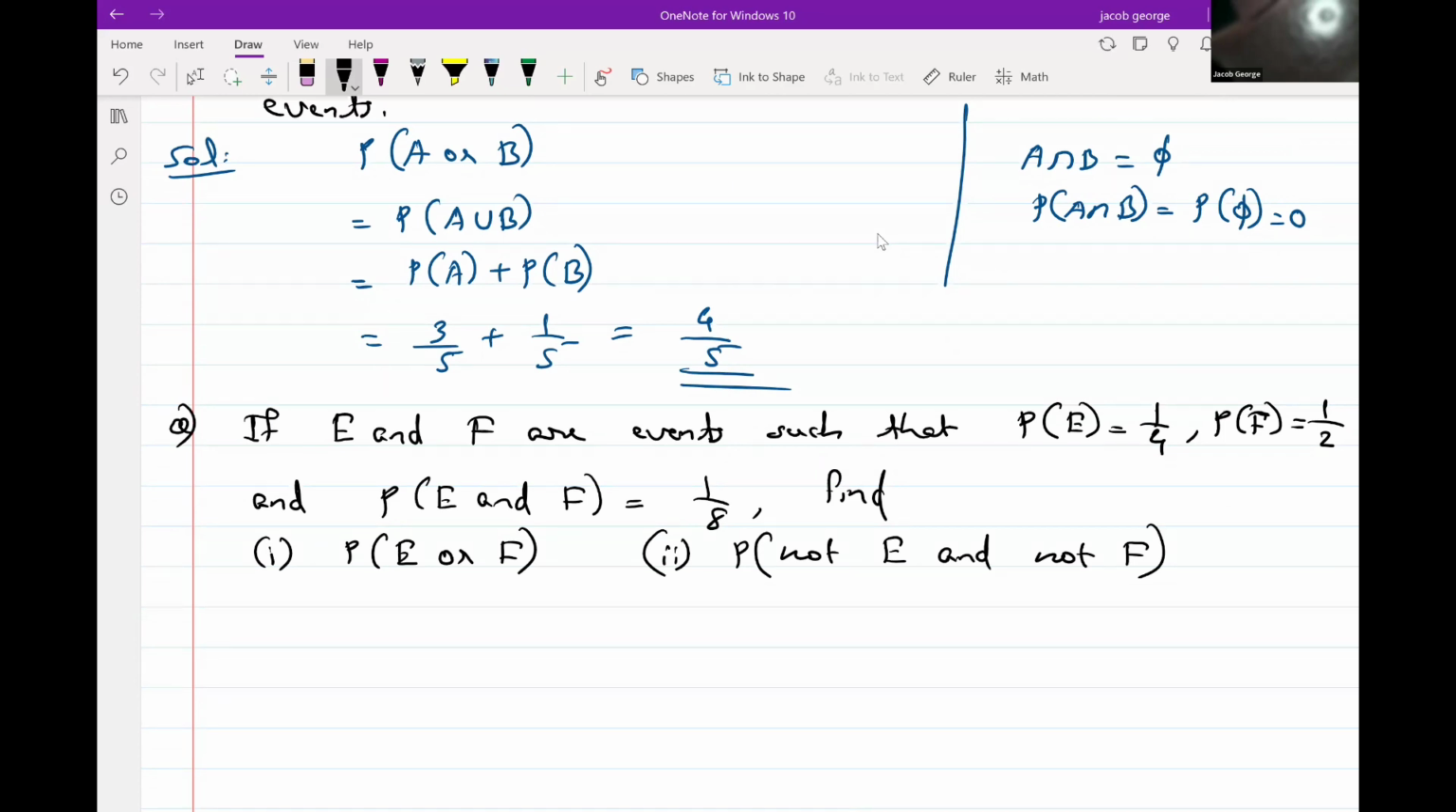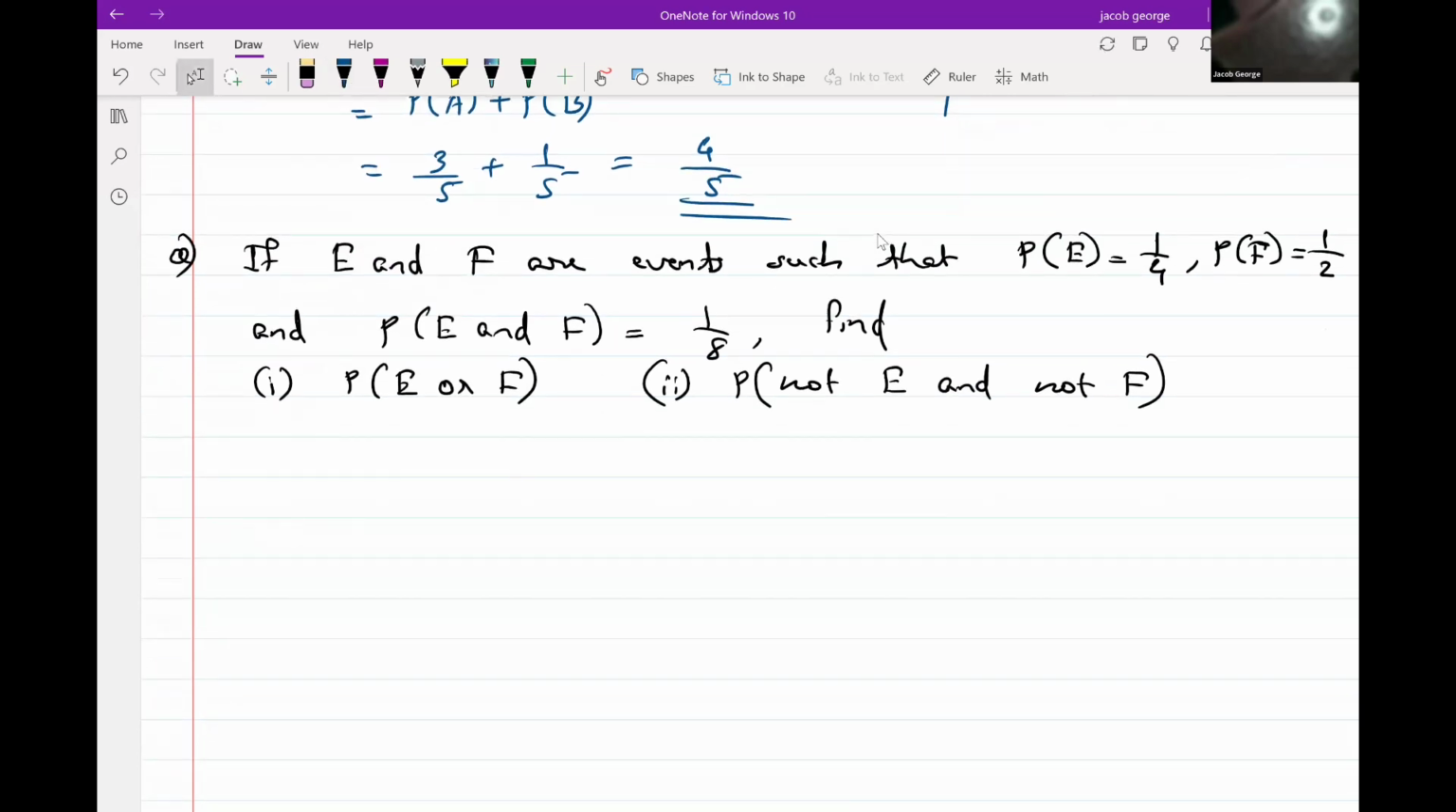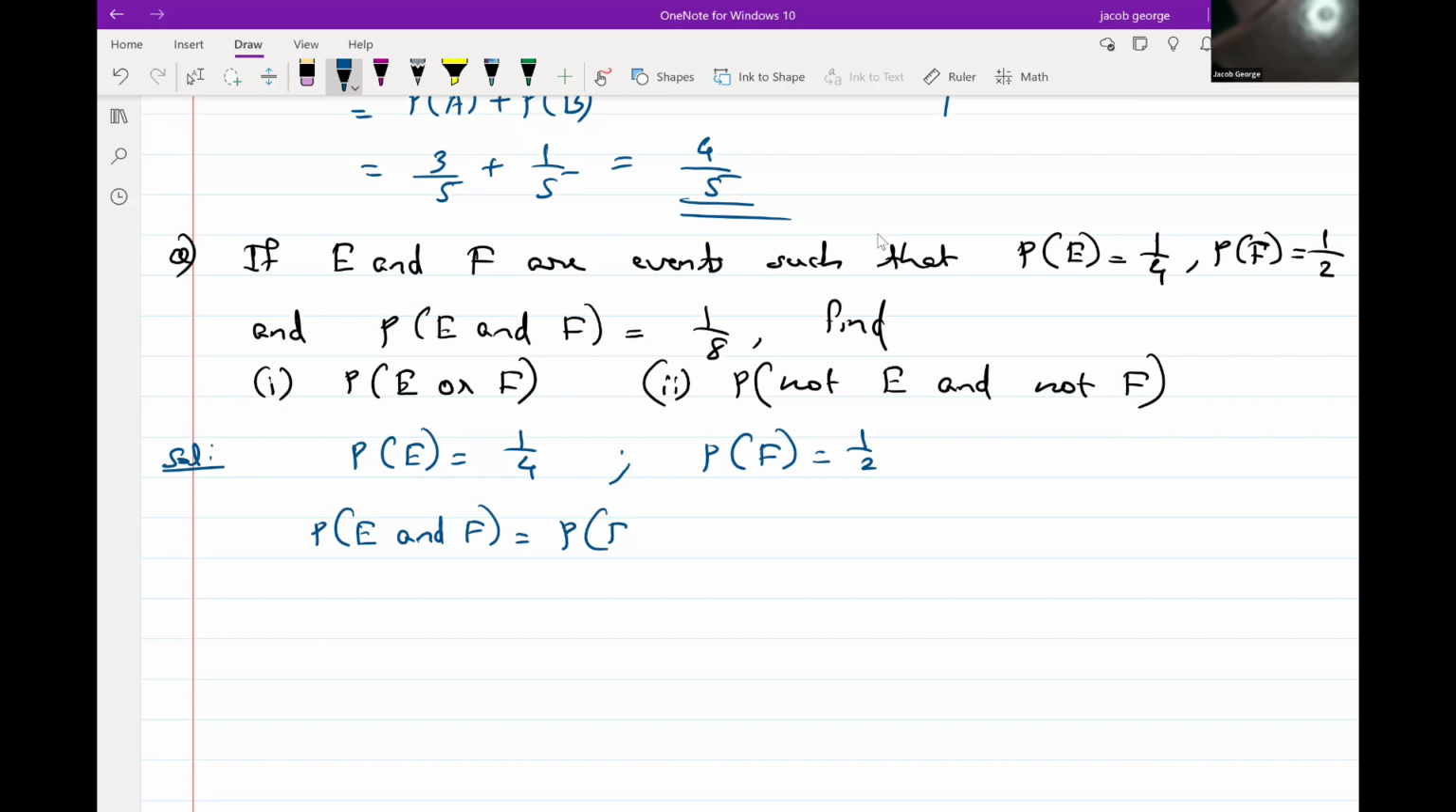Please write. If E and F are events such that P of E is equal to 1 by 4, P of F is equal to 1 by 2, and P of E and F. What do you mean by E and F? E and F is E intersection F. So please write P of E is 1 by 4, P of F is 1 by 2, P of E and F means P of E intersection F. So this is equal to 1 by 8.